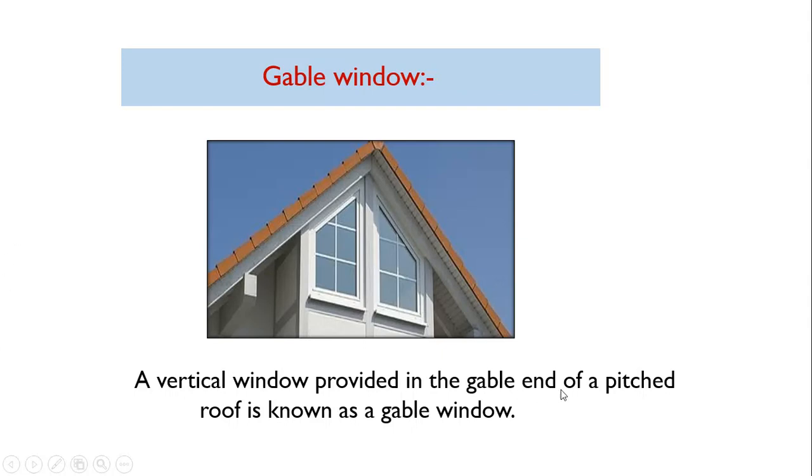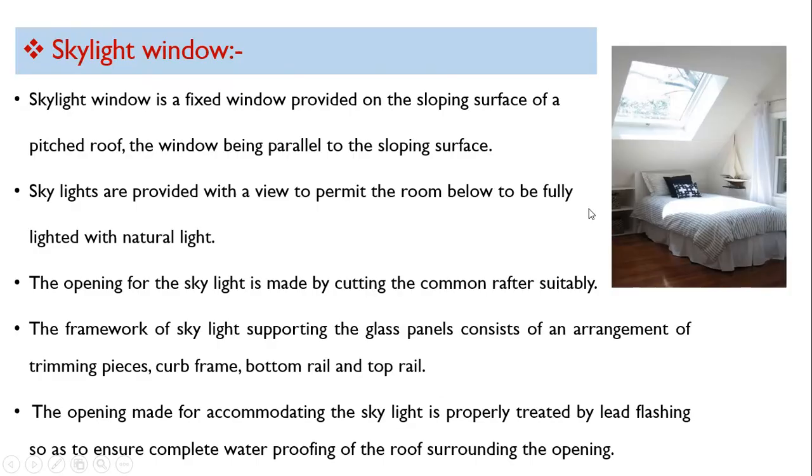A vertical window provided in the gable end of a pitch roof is known as a gable window. Next is skylight window. As the name suggests, the window which admits skylight directly is called a skylight. A skylight window is a fixed window provided on the sloping roof of a pitch roof, the window being parallel to the sloping surface. So a skylight window means the window provided in the sloping roof or sloping surface. It is directly provided, so arrangement is made for this purpose.